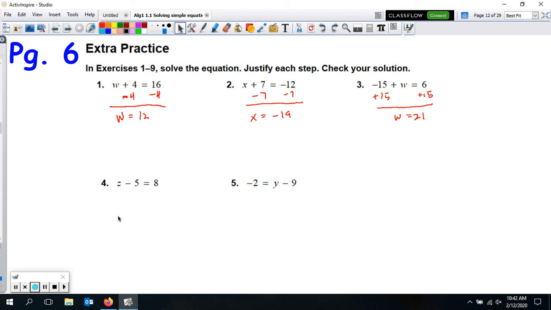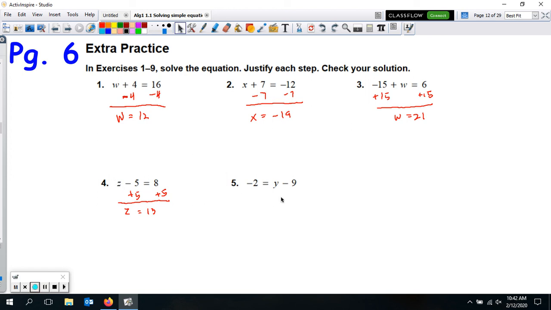Okay, number 4, z minus 5. We want to get rid of this minus 5. To undo a minus 5, we need to add 5 to it. So you do the opposite operation again, which is adding 5. This is minus, so you need a positive 5 here. That would make 0. Those are going to cancel each other out. That means you add 5 to 8, so that's 8 plus 5, or 13. You can again check by plugging 13 in here for z. 13 minus 5 does equal 8.